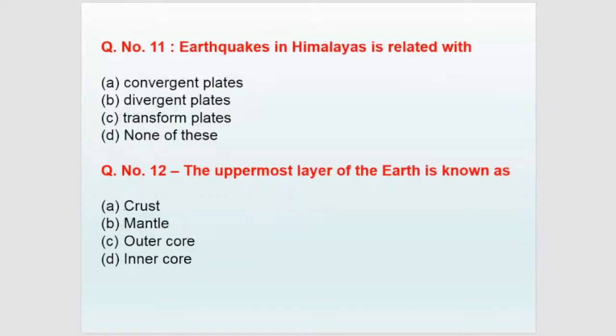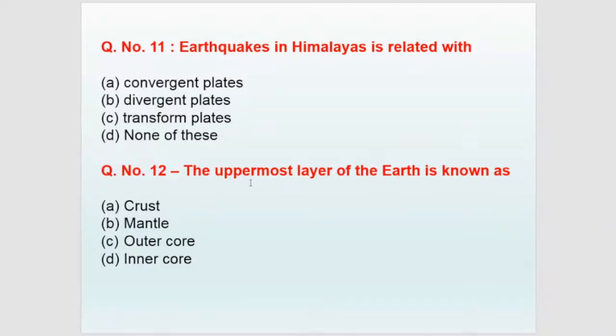Now coming to the next: earthquakes in the Himalaya are related with convergent plate boundaries, divergent plate boundaries, transform plates, or none of these. I think I have answered this when I was explaining my first question, if anybody remembers. So A. Yeah, A is the correct answer. As you know, the Himalaya formed by the convergence of the Indian plate, through the under-thrusting of the Indian plate with the Eurasian plate. So there we have a convergent plate boundary, where the Indian plate is going below the Eurasian plate. So the earthquakes in the Himalayas are related with the convergent plate.